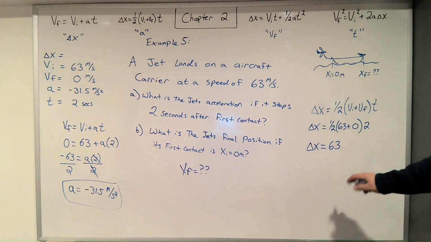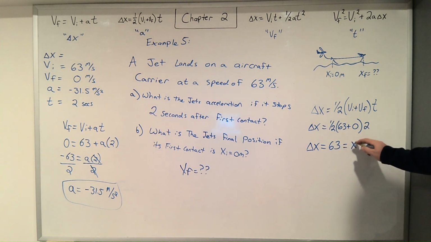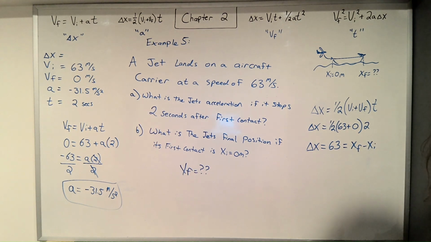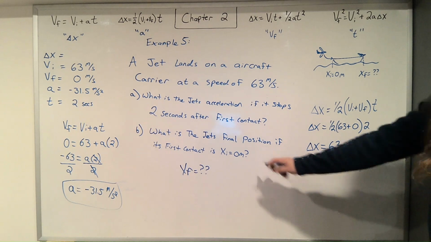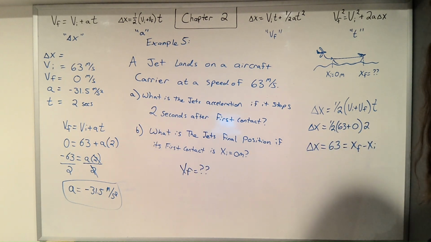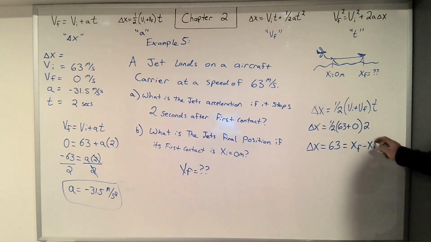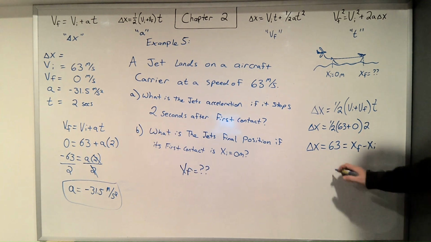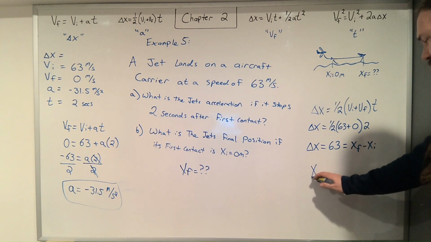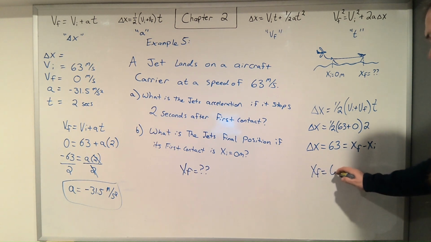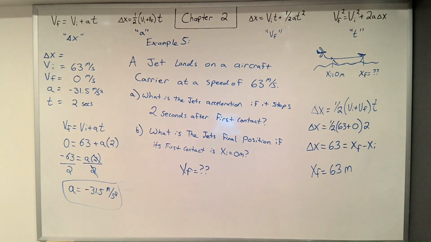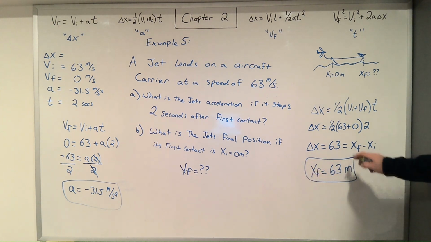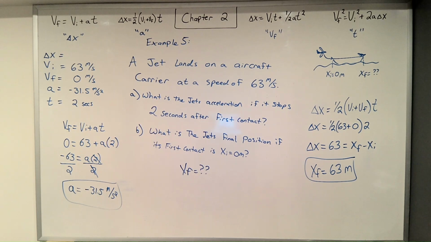All right, this is equal to xf minus xi from the previous videos. Right, what's xi? They've set xi equal to 0. Okay, so if I put xf minus 0, it's just xf. So what is xf? It's just 63. Okay, it's just 63 meters. So this is our answer for part B.